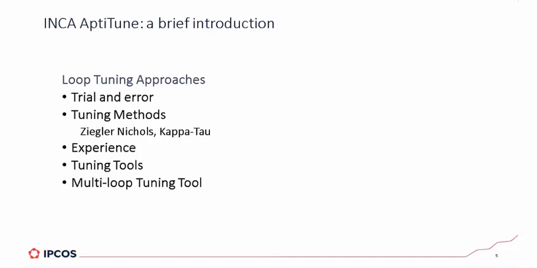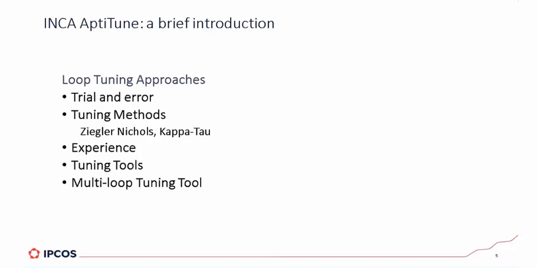AptiTune can work in that setting using single loops, but the distinguishing feature of Inca AptiTune is that it can also work with multiple loops. The approach you often see when multiple loops are being tuned is that loops are being tuned one by one. But if there is an interaction between the loops, this interaction is not taken into account, and if you change one loop, it might affect how you would want to tune the other loops in your overall picture. That's where Inca AptiTune comes along, or in particular where its multi-loop tuning capabilities are most relevant.